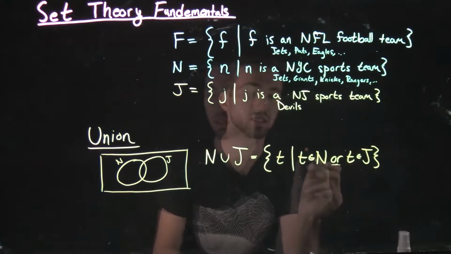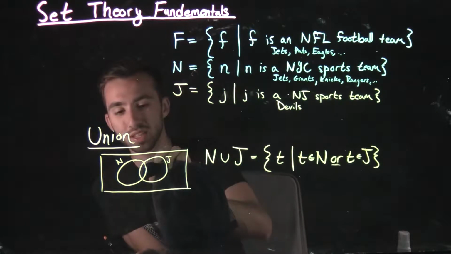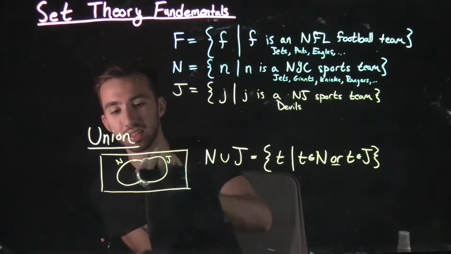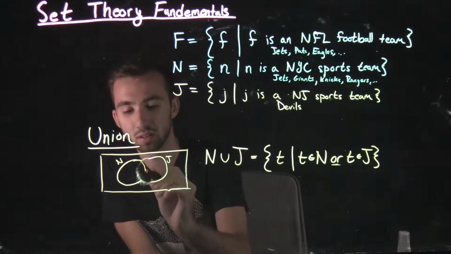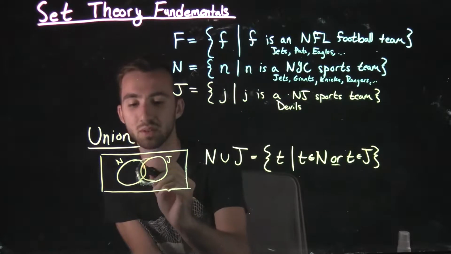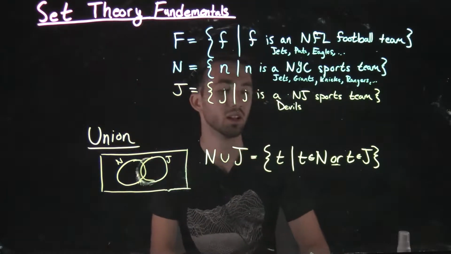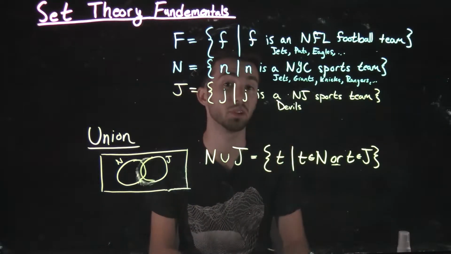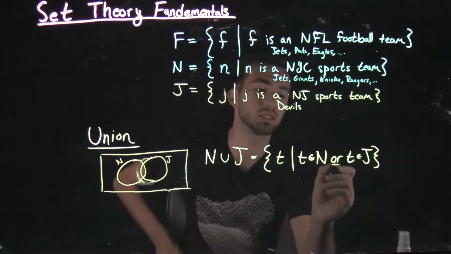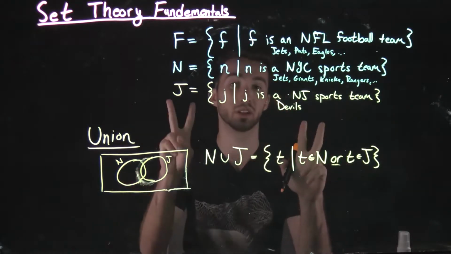Now, in this case, a sports team, I should have drawn this a little bit differently. A sports team can't be in both New Jersey and New York. You know what? Actually, I'll leave it. The intersection of these two sets is just nothing. There's nothing in the middle. But sometimes you will have things that are overlapping, and we'll do an example later. But this "or", if it's inside of both sets, it's included. So it's what we call an inclusive or.